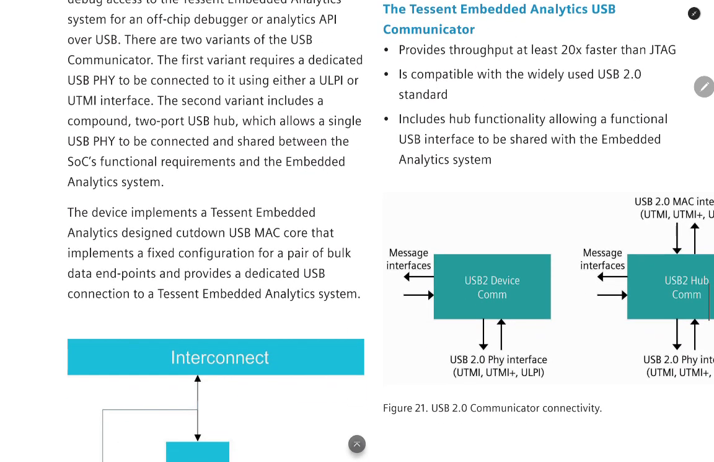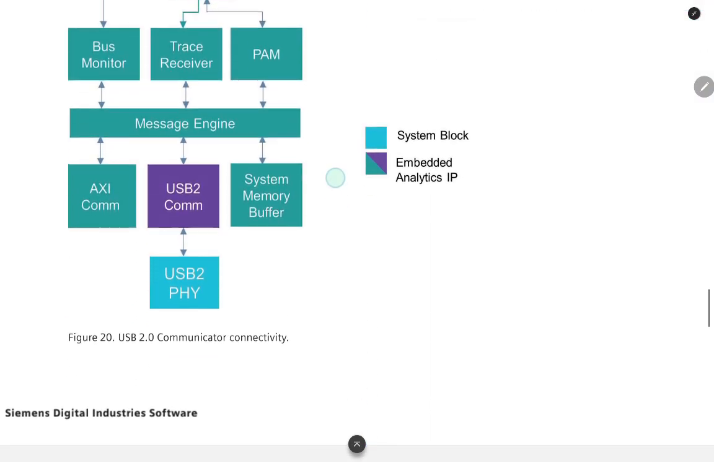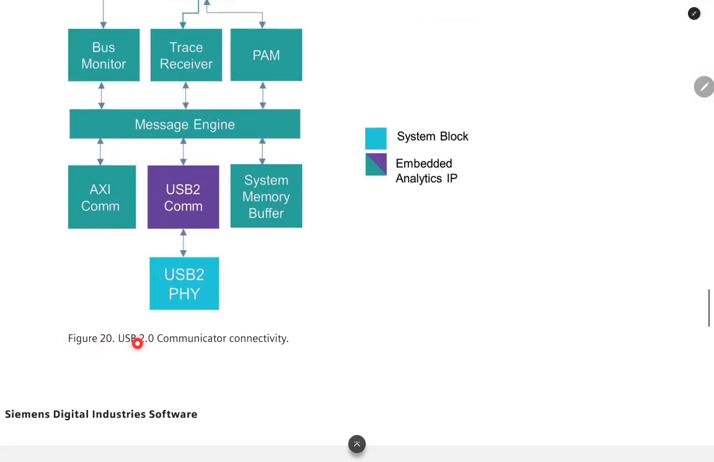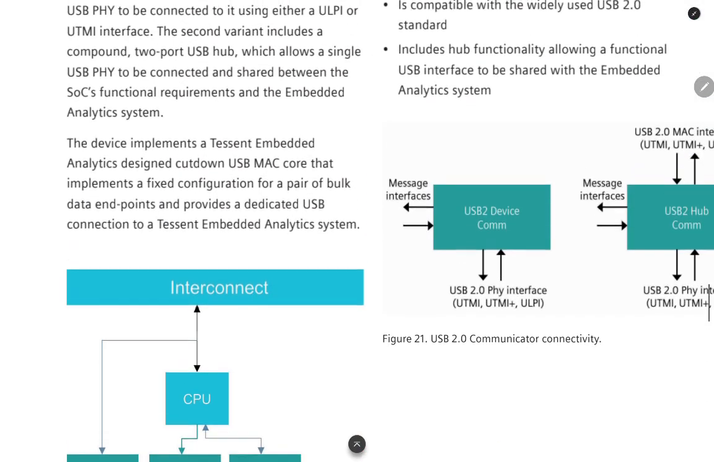The device implements a Tessent embedded analytics designed cut-down USB MAC core that implements a fixed configuration for a pair of bulk data endpoints and provides dedicated USB connections to the Tessent embedded analytics system. Figure 20, USB 2.0 communicator and connectivity.